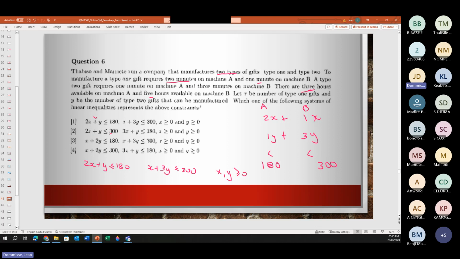2x plus y 300, so it's not that one. X plus 2y, not that one. X plus 3y, bam. Okay, all the others still wrong. And then x and y bigger than 0. Okay, so option 1 was the correct one.